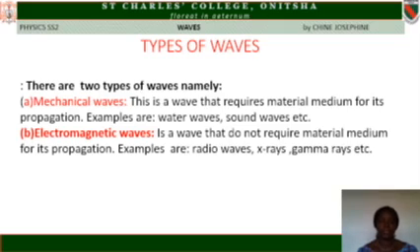Types of waves. There are 2 types of waves, namely mechanical waves. Mechanical wave is a wave that requires material medium for its propagation. Examples are water waves, sound waves. The next one is electromagnetic wave. It's a wave that does not require material medium for its propagation. Examples are radio waves, X-rays, gamma rays, etc.